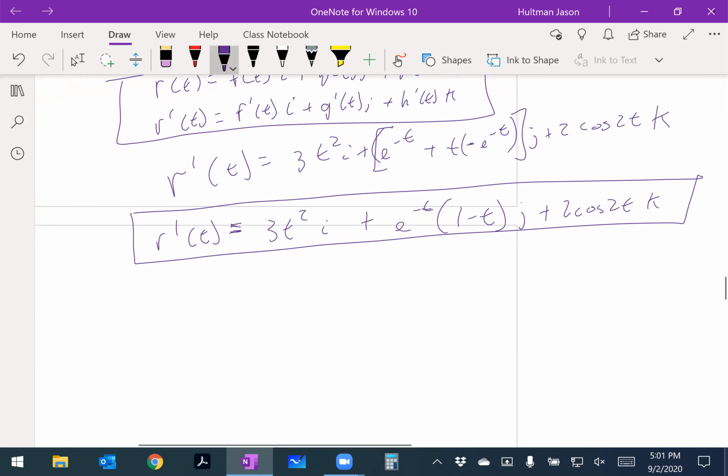Okay, so how do we find the unit tangent vector here? What's the magnitude of this thing going to be?